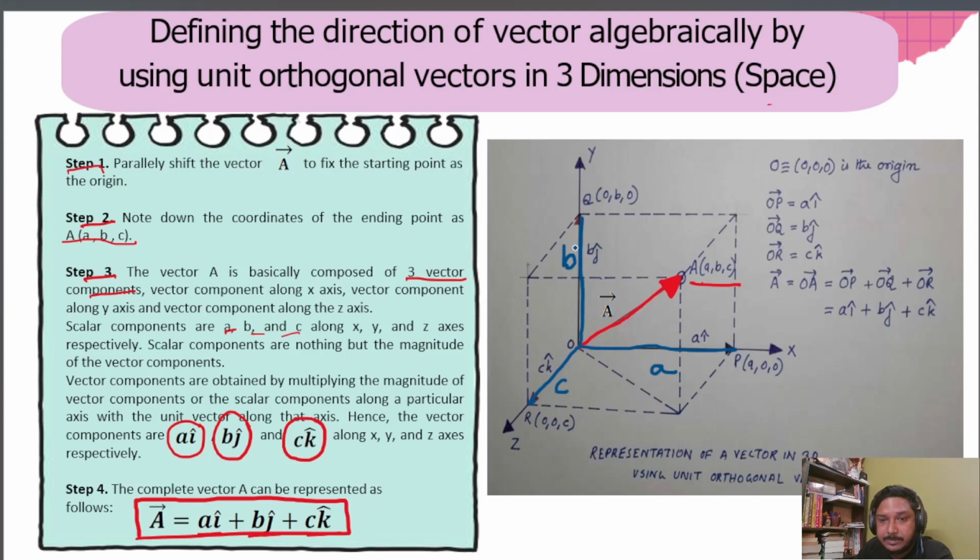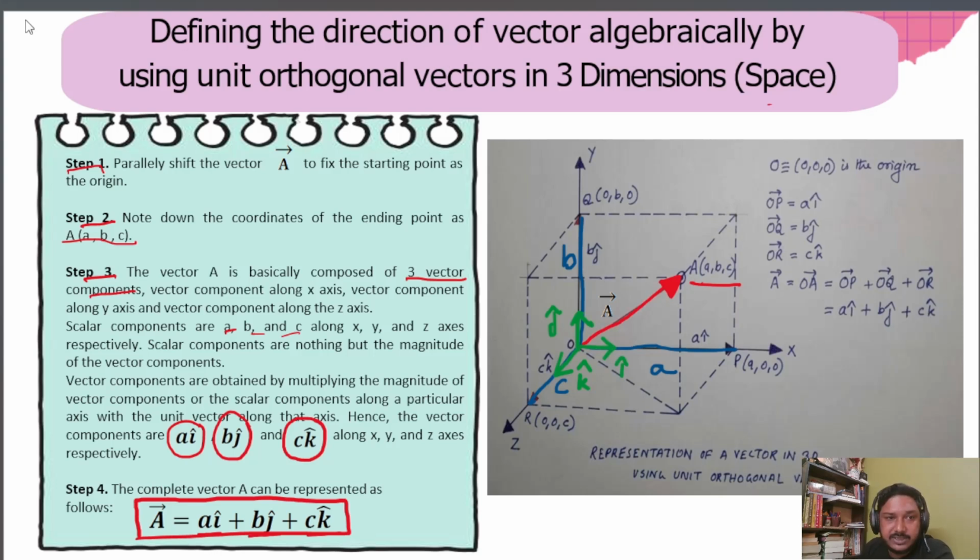Now, this a, b, and c represent just the length of these three sides, so they are basically the scalar components. Now, if we multiply them with the vector components, let's see what happens. What are the vector components here? Along x-axis, this is i cap, the unit orthogonal vector along x-axis. Similarly, the unit orthogonal vector along y-axis is j cap, and along z-axis it is k cap. So green colored things are the unit orthogonal vectors.